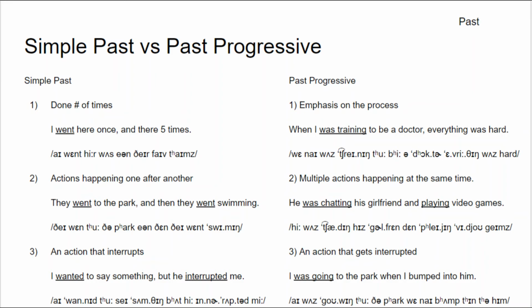For the most part, you can use the simple past if it was done a certain number of times, once, twice, 50 times, never, or if there are multiple actions in a row, or if an action is interrupted by another action. You can use the past progressive if you want to emphasize a process, if there are two things that happen at the same time, or for an action that gets interrupted.